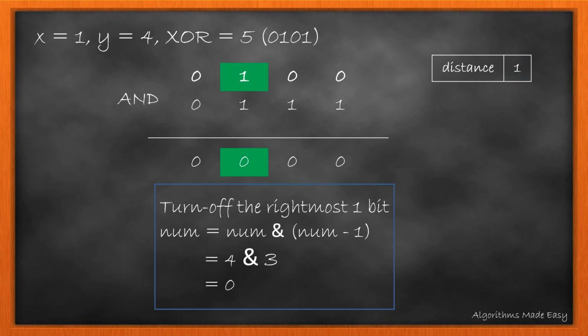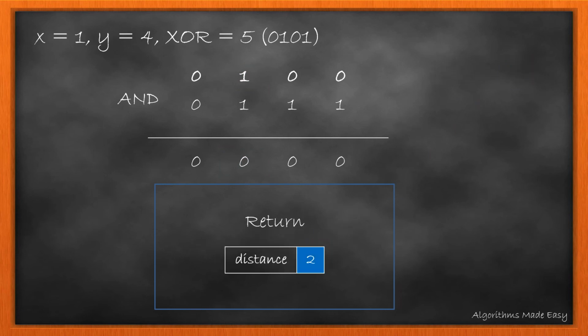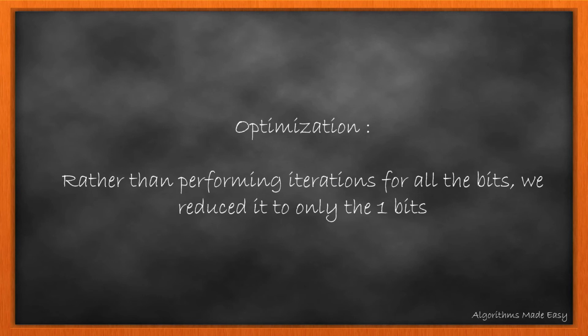The number is still greater than 0, so we continue turning off the 1 bit. We will increment the distance. Now, as the number is 0, the loop breaks and we return the distance. We can see that this approach reduced the iterations to 2 by looping only for 1 bits.